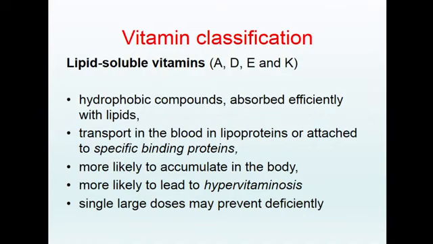If we tell about transportation of these vitamins in the blood, they are transported in lipoproteins, or they attach to specific binding proteins after absorption. These vitamins can be stored in different organs, mainly in the liver and in adipose tissue, and hypervitaminosis may result. And single large doses may prevent deficiency.